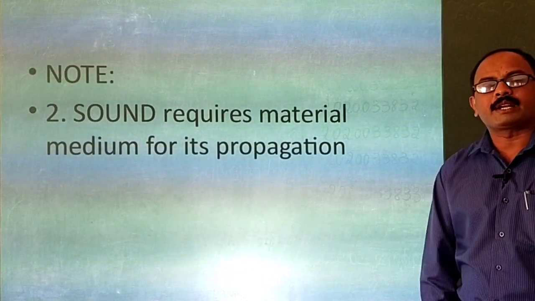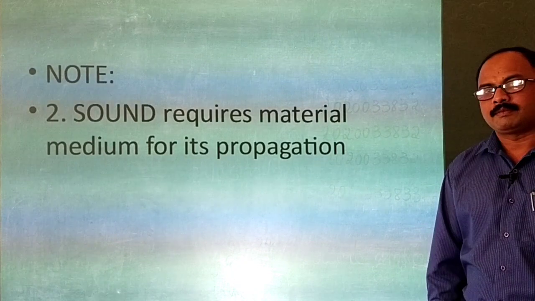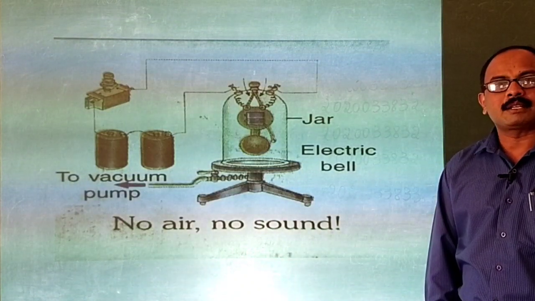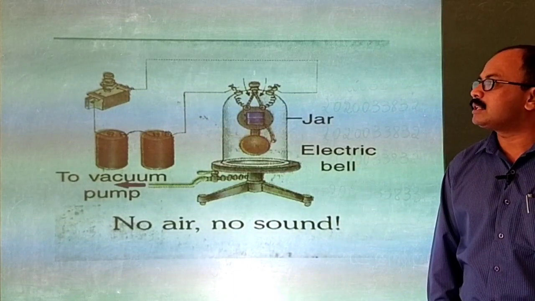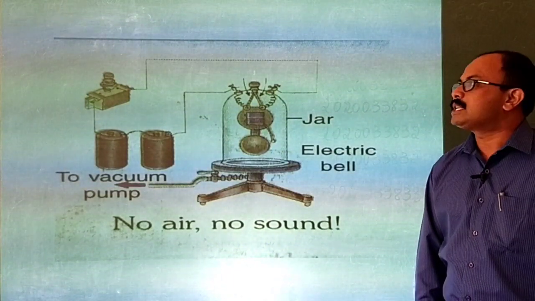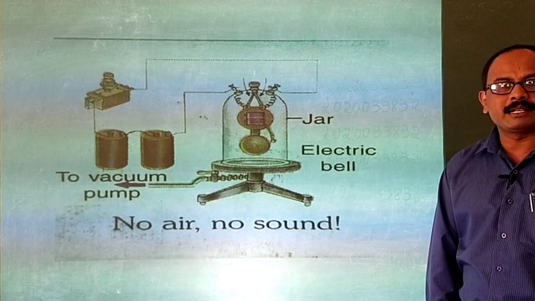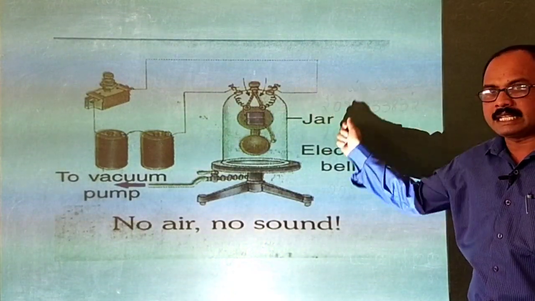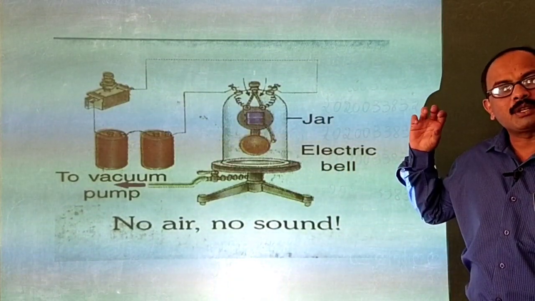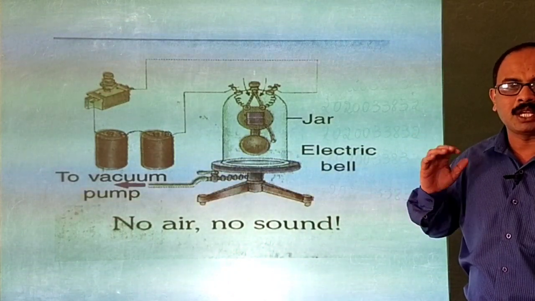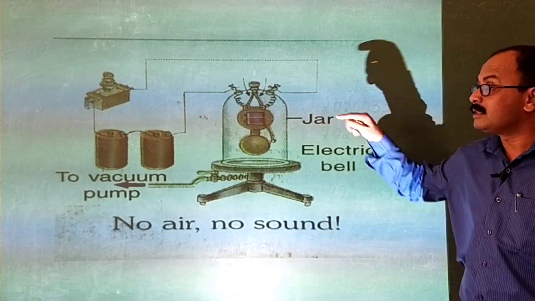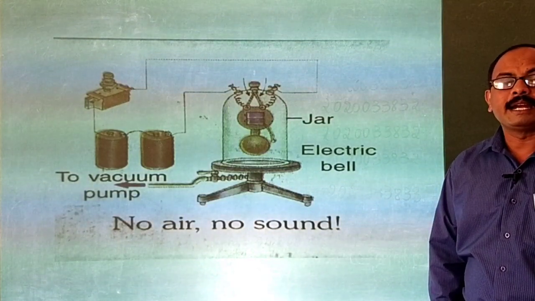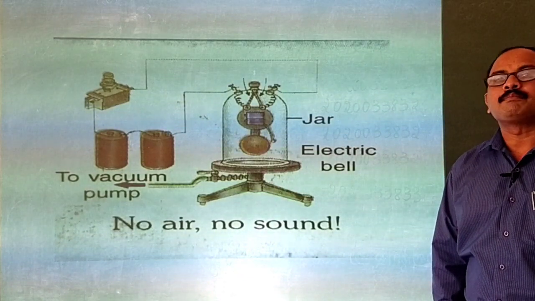Transverse waves will have crests and troughs, whereas longitudinal waves will have compressions and rarefactions. Note 2: sound requires a material medium for its propagation, for which we have an experiment in the textbook, a bell jar experiment. An electric bell is taken, and the wires are connected to the switch and the cell battery. When the switch is on, electricity flows, the electric bell rings, and sound is heard. Through the vacuum pump, if the air present in the jar is sucked out, slowly the volume decreases and becomes zero. We will not be able to hear any sound, though it is still ringing. So this experiment says that sound requires a material medium for its propagation.